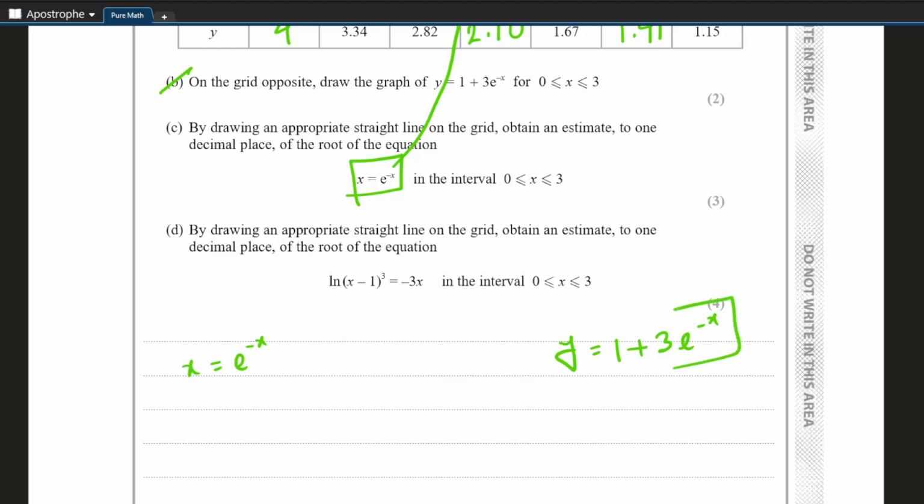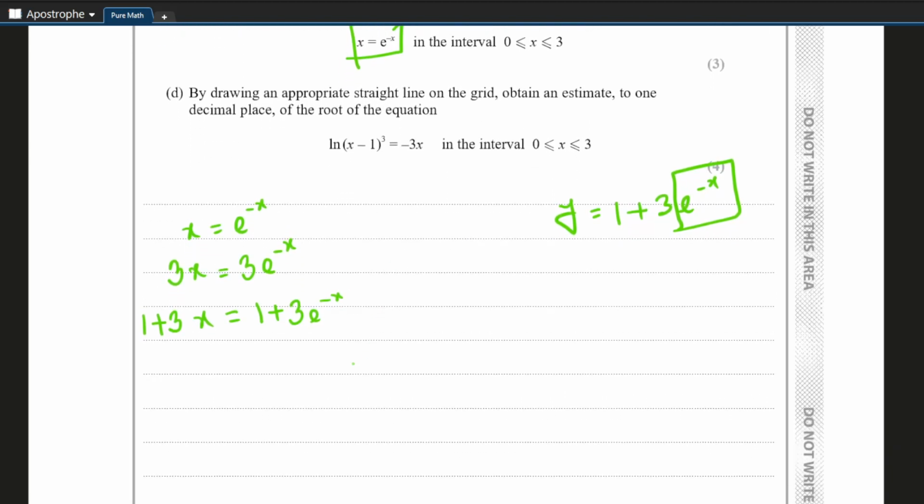We already have this part. Now there's 3 on the coefficient of e to the power minus x. So we are going to multiply by 3 on both sides, and then we are going to add 1 on both sides. Now that gives us this part, which we can replace by y. So 1 plus 3x is equals to y. I'm just going to rearrange it. Y is equals to 3x plus 1.